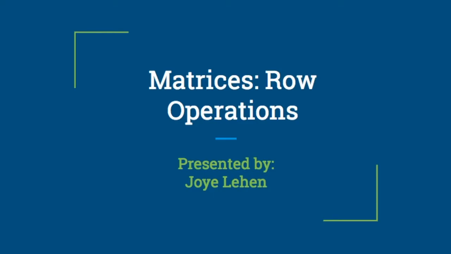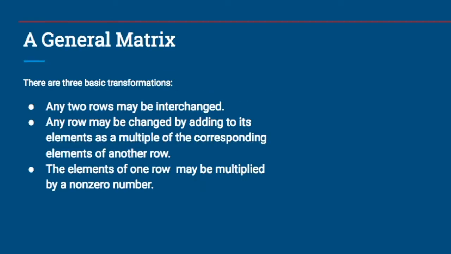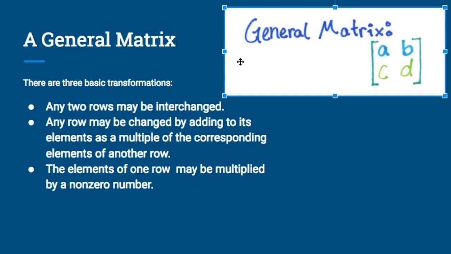This is the final project of pre-calc, and today I'm going to be teaching matrices and row operations. So, first off, a general matrix is often seen as this: A, B, C, D. And basically you put in numbers to replace those variables.